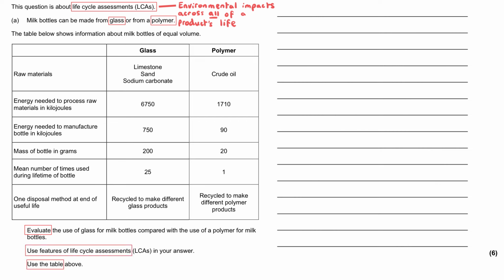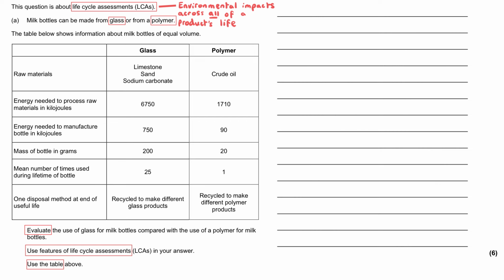This is a really, really common type of question. It's normally 6 marks, as it is here. Sometimes it might be 4 when they give you less data to consider. And I've got 3 really important tips to help guide you in this type of question.